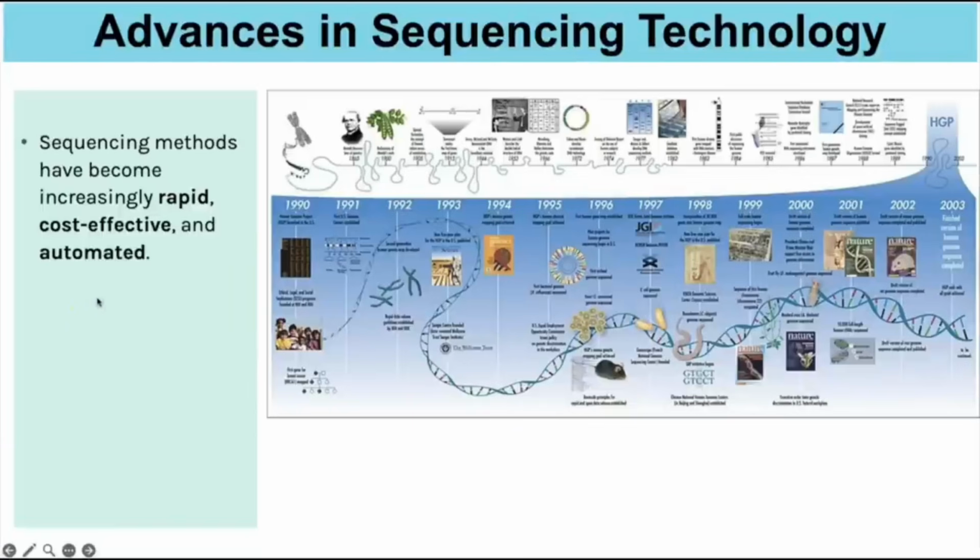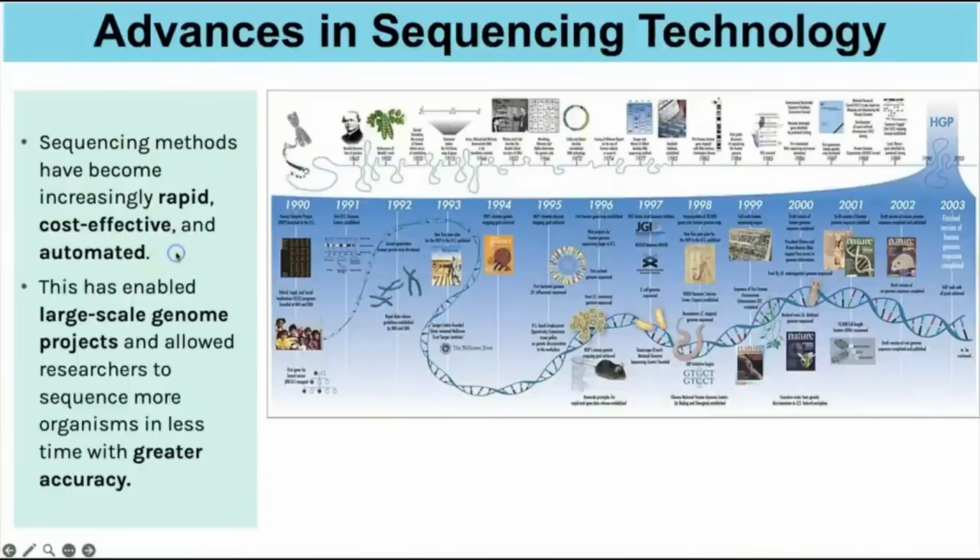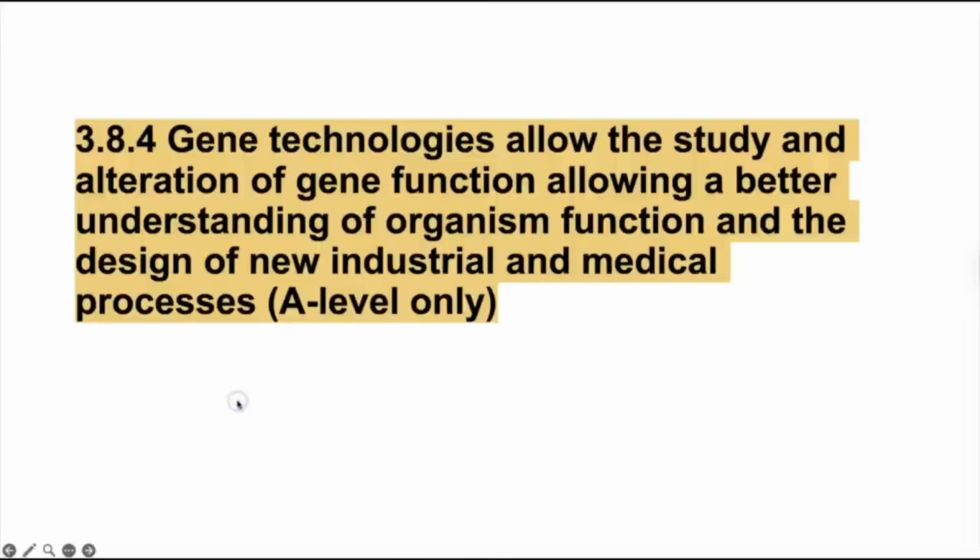Now, there are constant advances in sequencing technologies, which is why the spec doesn't get you to learn any, because they probably become outdated within a year. So that's why instead you just need to have this awareness that sequencing methods have become increasingly rapid, far cheaper and cost effective, and automated. And because of that, large-scale genome projects have enabled researchers to sequence even more organisms in less time with greater accuracy. So we've gained even more information.